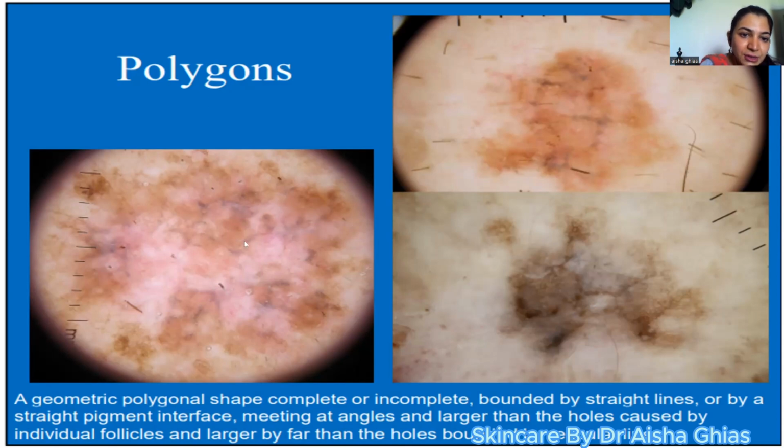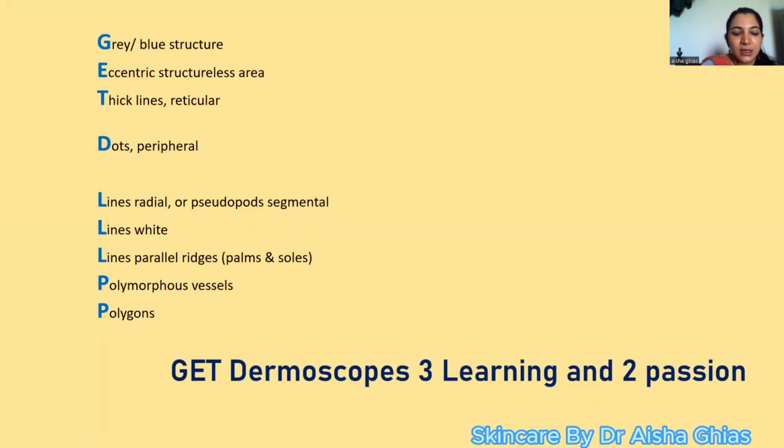These shapes are of different types. आई मीन ये कोई क्लासिकल ट्रायंगुलर या क्वाड्रेंगुलर नहीं है, हेक्सागोनल भी हो सकती है, पेंटागोनल भी हो सकती है, और कंप्लीट भी हो सकती है, इनकम्प्लीट भी हो सकती है. So these are polygons, and polygons are diagnostic for malignancy. So we have studied all the clues for malignancy as described by chaos and clues method.